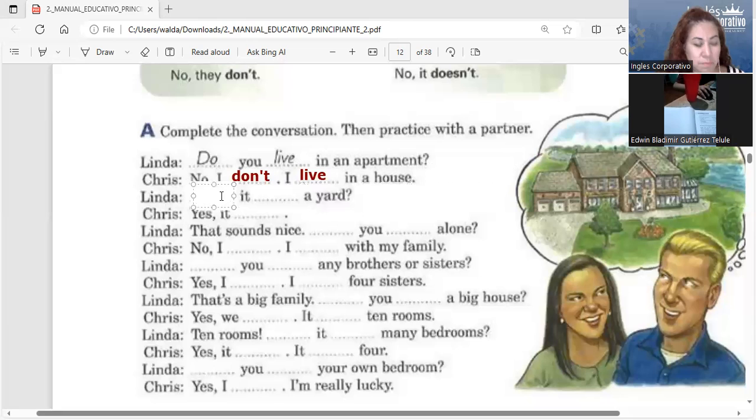How deep garden are your? It's a question. How do we start questions? ¿Cómo empezamos las preguntas? Do. Good. So it's going to be either do or does. So which one is it, do or does? Do it a garden. Do you say do or does, with it? The subject is it. Do we use do or do we use does?